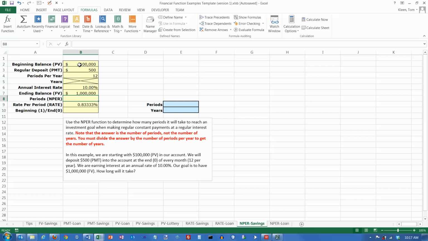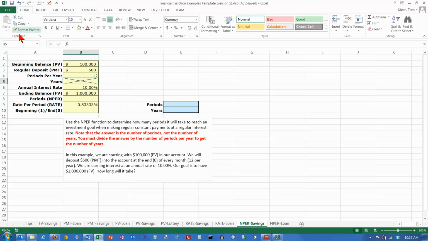And we're also trying to calculate the number of periods here, so let's cross that one out too using our little format painter. And then the rate per period is going to be the annual rate divided by 12, and we're doing this at the end of every month, so put a zero here. Okay. And now let's go over here and apply the NPER function.